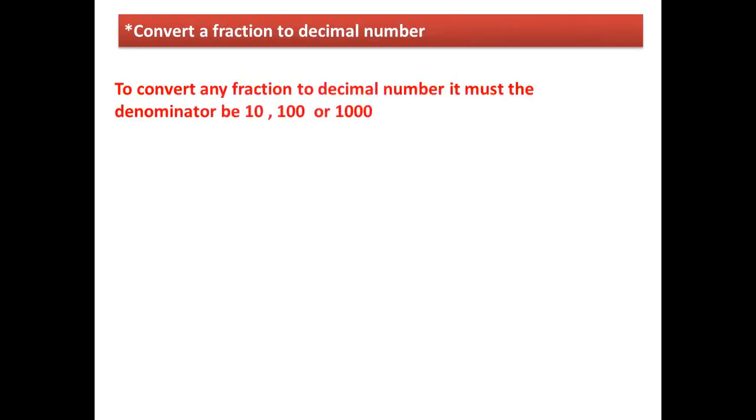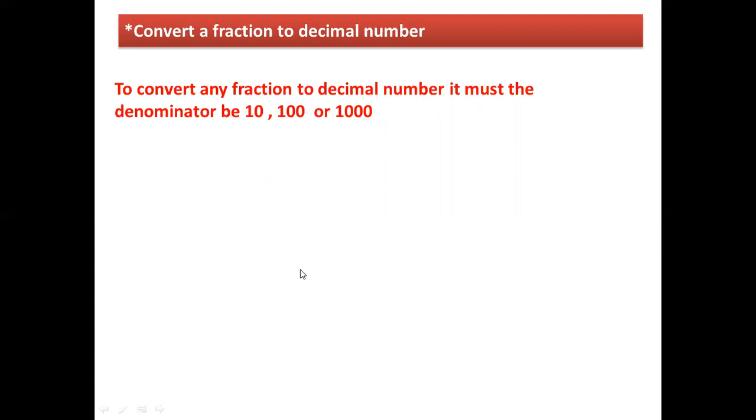A fraction, as we have studied before, consists of two parts. The top part is called the numerator and the bottom part is called the denominator. So how can we write this fraction as a decimal? A decimal number is any number with a point. To convert any fraction to a decimal, we must make the denominator 10 or 100 or 1000. If that condition is available, you can convert any fraction to a decimal.